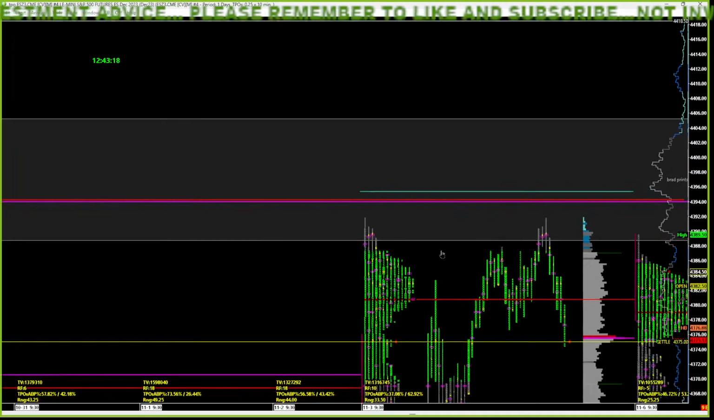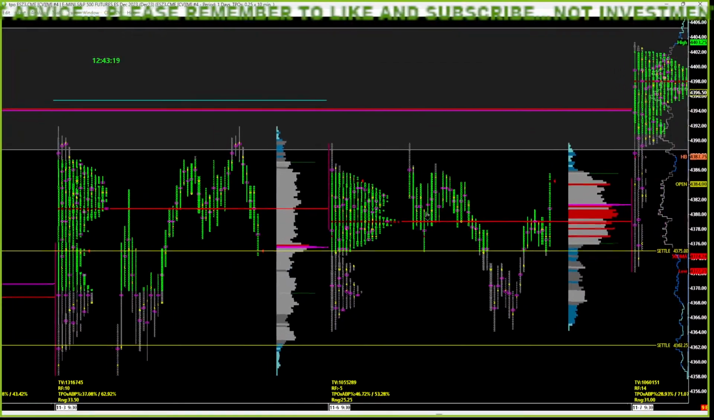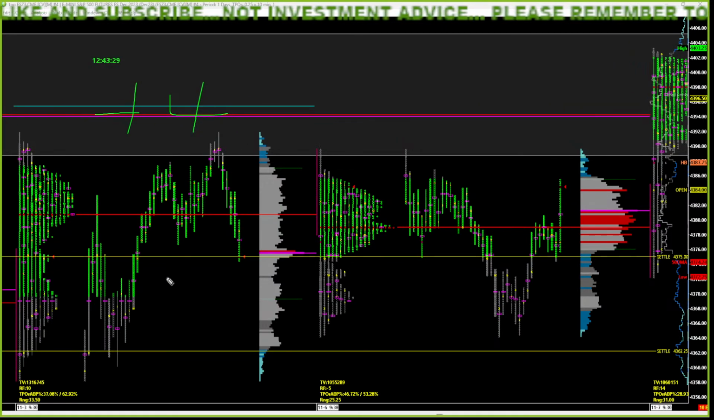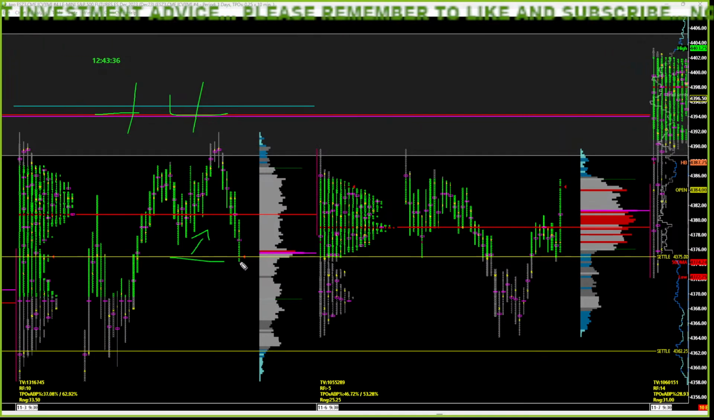What day did we say it was? Oh, here it is. So here's your 10-minute TPO. We know this day is a +4. That means we don't want to be getting long below the settle, and we only want to be getting long above the settle. So this is going to be kind of our flip zone.